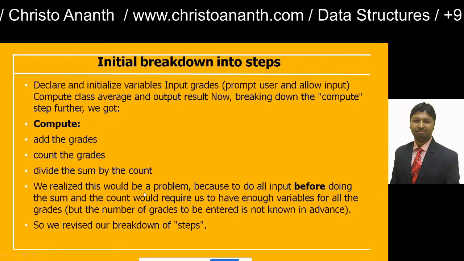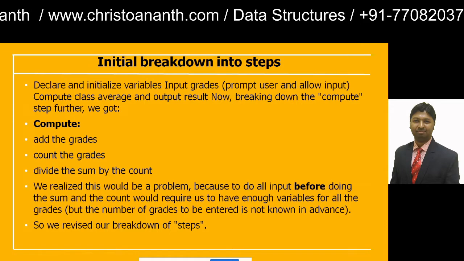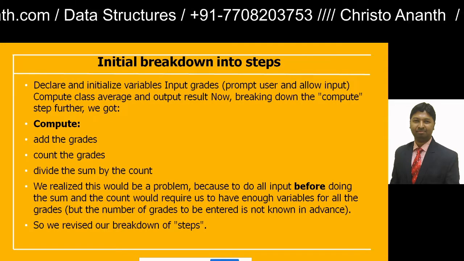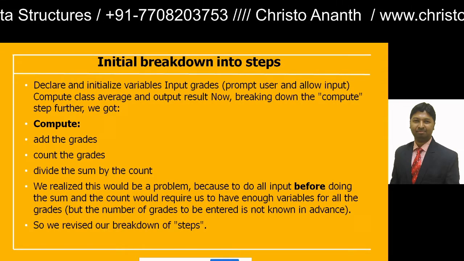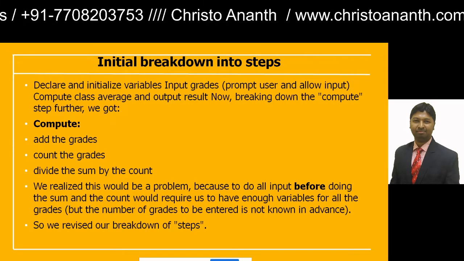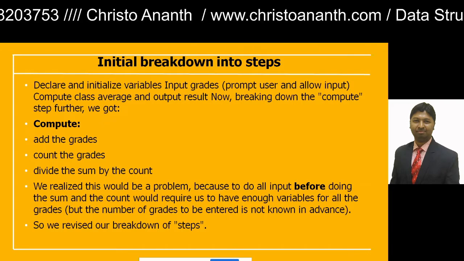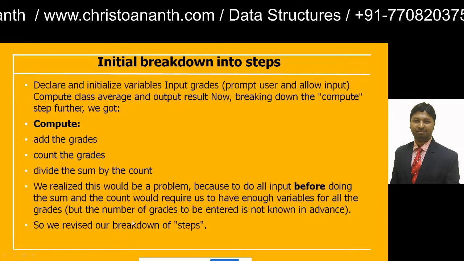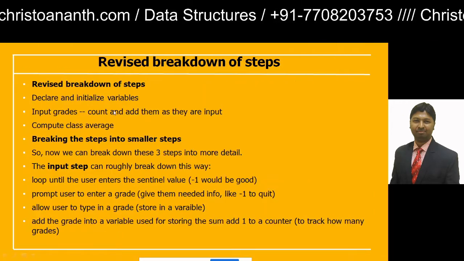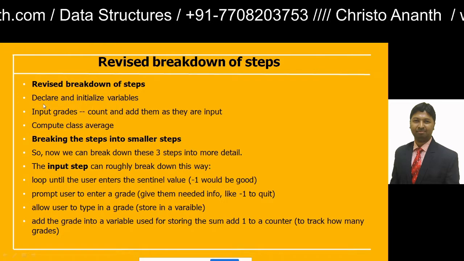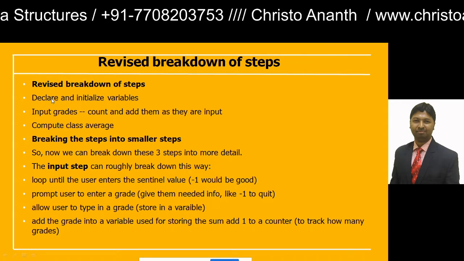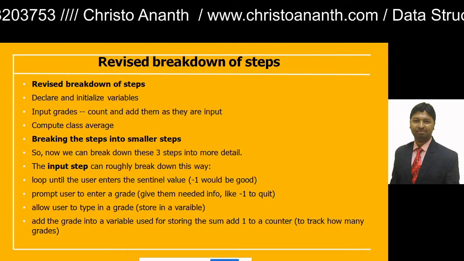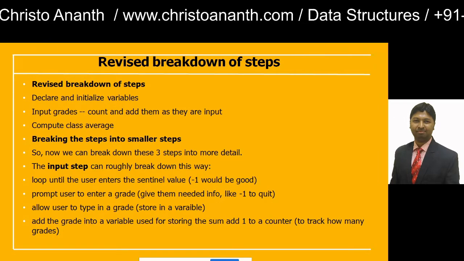Now you will realize one thing. Before doing all this input, before the sum and the count, we should definitely have some variables. Only then can you store the values, compute the sum, compute the total, and compute the average. So you revise the breakdown of steps. This is the revised breakdown. First of all, you declare and initialize the variables. You input the grades and then count and add them as they are being input. You compute the class average.